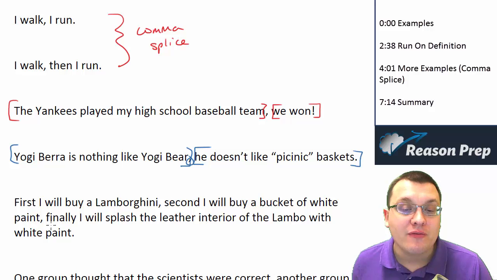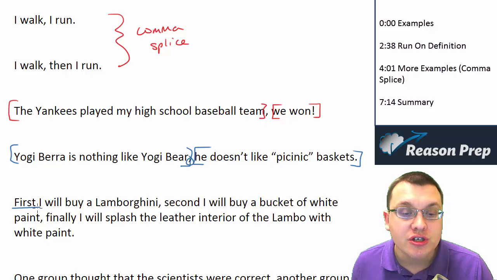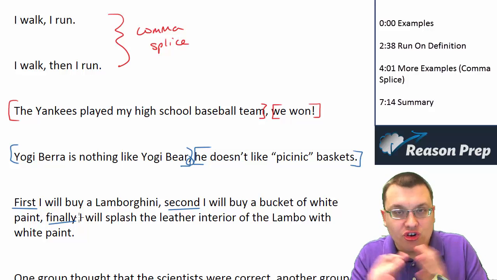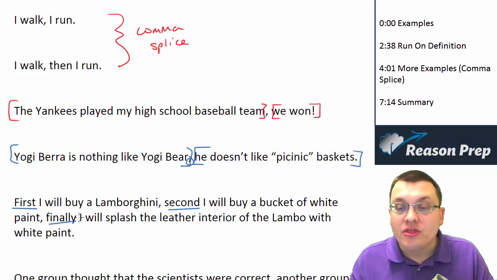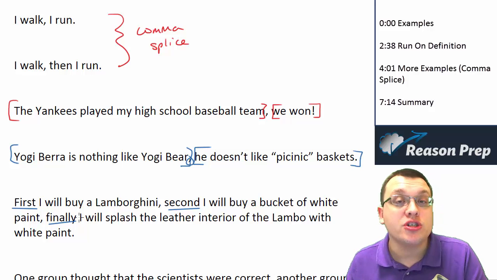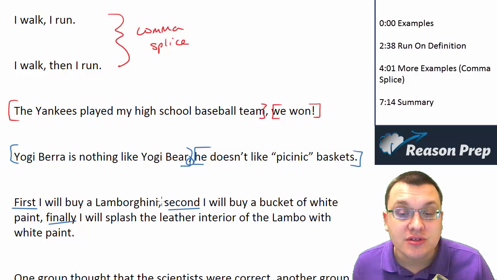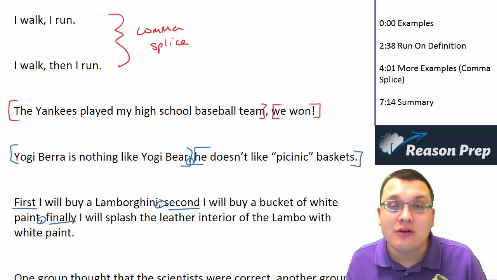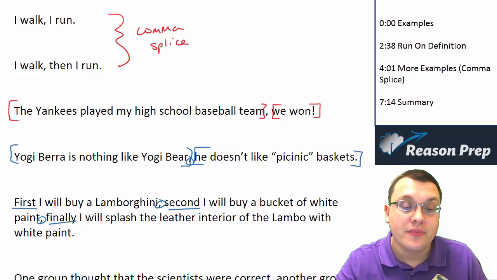First, I will buy a Lamborghini. Second, I will buy a bucket of white paint. Finally, I will splash the leather interior of the Lambo with white paint. Just because we've structured this sentence with first, second, finally, to show the steps of some action, this is not a properly coordinated or punctuated sentence. We can't just use commas here to connect main sentences. No matter how good or smooth it sounds, it's about the structure.